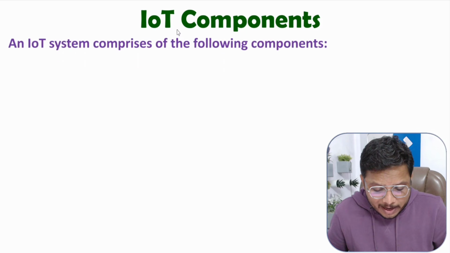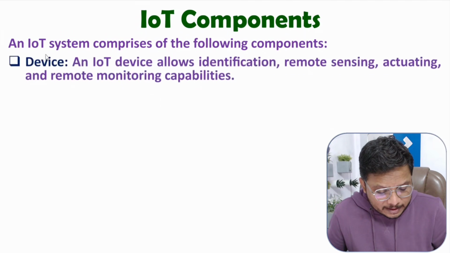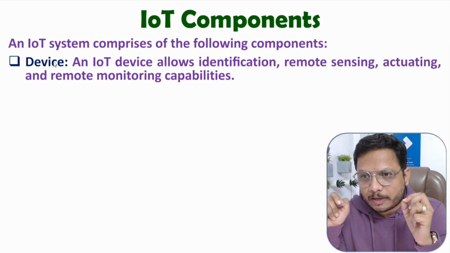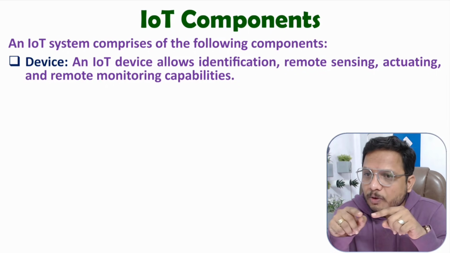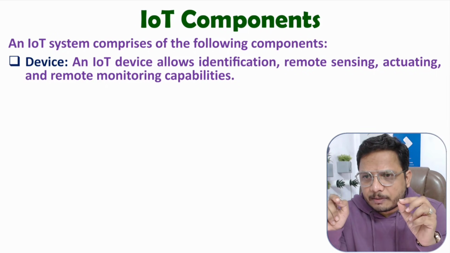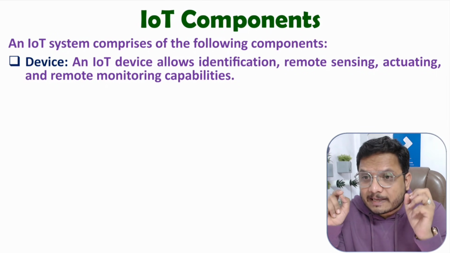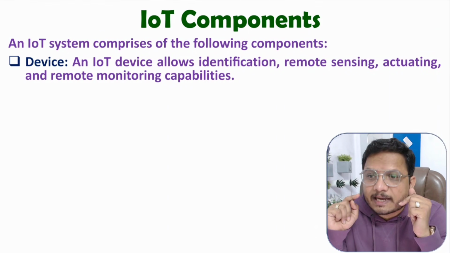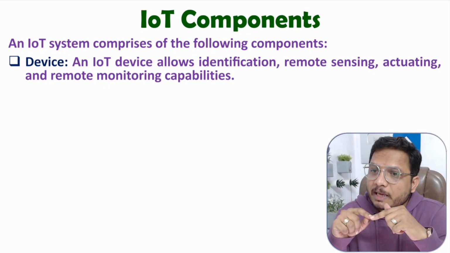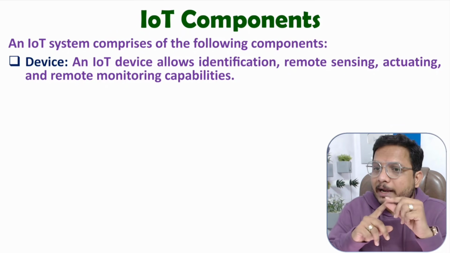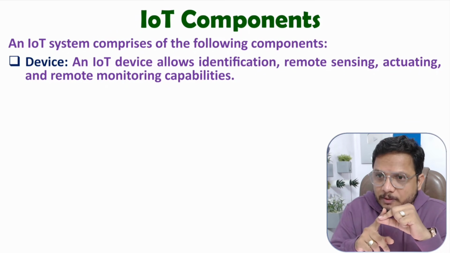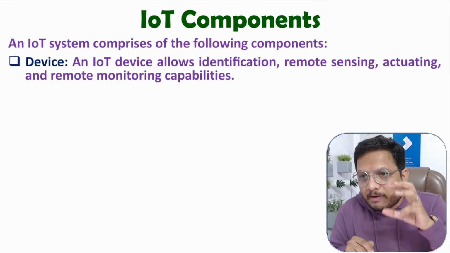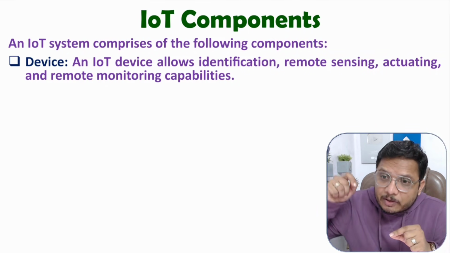When you talk about IoT components, the first IoT component is device. Device means end node. With the end node, there will be an embedded system which will have sensors and actuators. Sensors are sensing physical data that will be given to cloud, and actuators are giving physical response, and that physical response will be driven by the device based on commands given to the device.